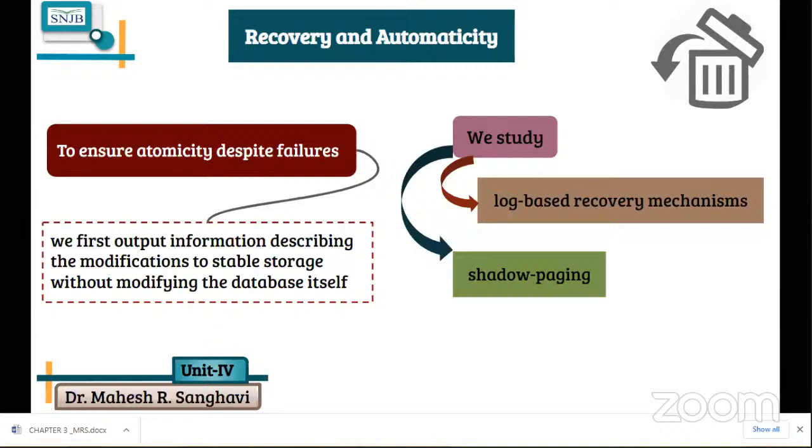Our next area of discussion will be recovery and atomicity, that will start from tomorrow.